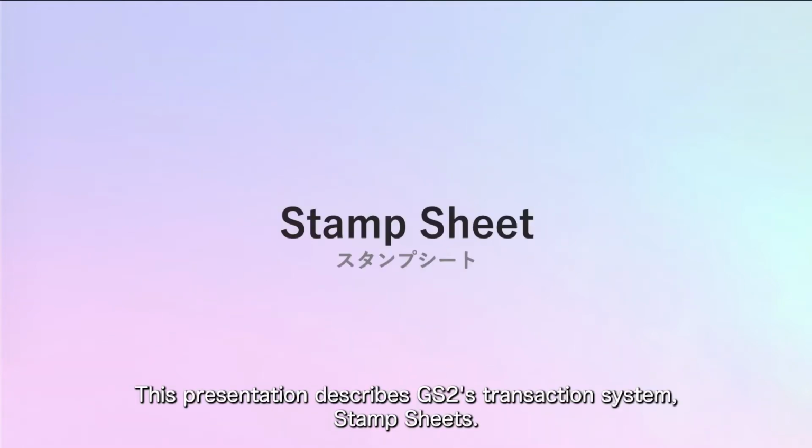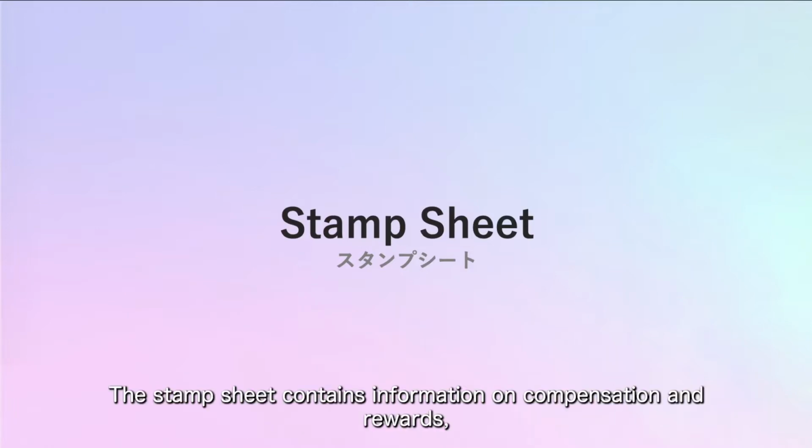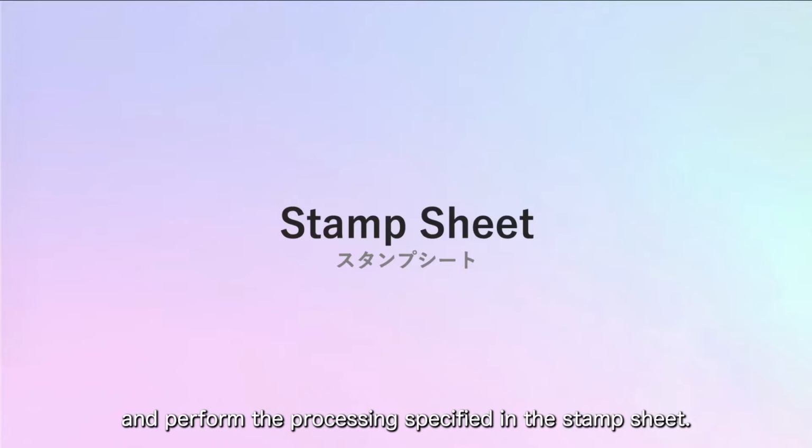This presentation describes GS2's transaction system, stamp sheets. In this demonstration, a stamp sheet is issued when the exchange function of GS2 exchange is called. The stamp sheet contains information on compensation and rewards, and each system is equipped with a mechanism to receive the stamp sheet and perform the processing specified in the stamp sheet.